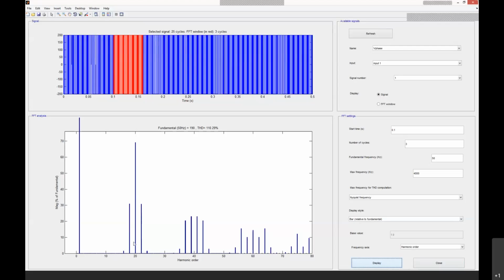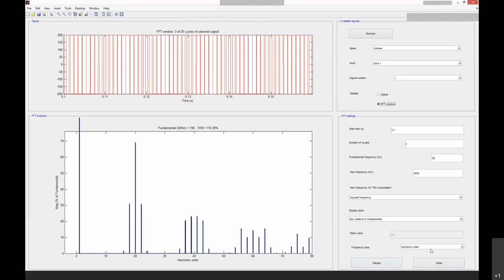You have sideband harmonics at MF plus or minus 2, that means harmonics at 18 and 20. Similarly, at 2 MF there are no harmonics, but around 2 MF, that is 2 MF plus or minus 1 and plus or minus 3, you have some harmonics. Here you can observe that the THD is around 110.29 and the fundamental output voltage is around 190 volts. Clear?